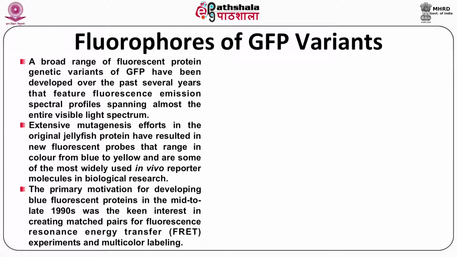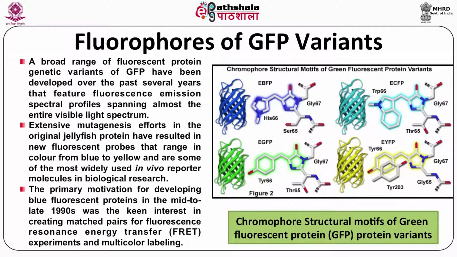You can see here the structure of the chromophore motif of green fluorescent protein variants. Like EBFP, the histidine 66, glycine 67 and serine 65 triad are formed. However, in the case of EGFP, tyrosine 66 is in place of histidine 66, and threonine 65 and glycine 67 are there. On the other hand, in ECFP, tryptophan is located at the 66th position. However, tyrosine 203 is located in the EYFP.